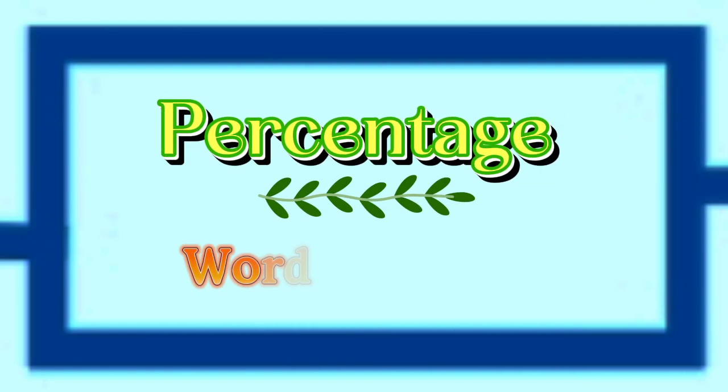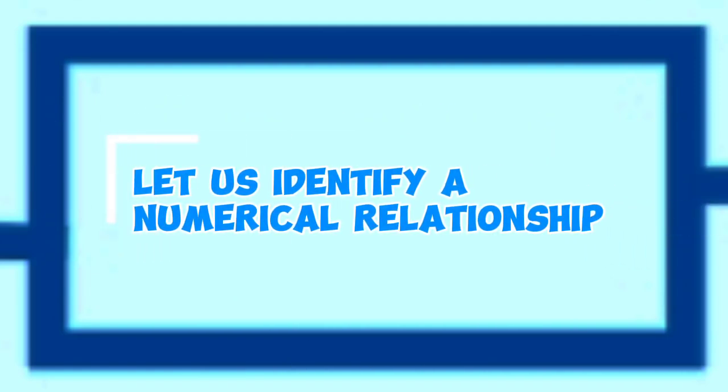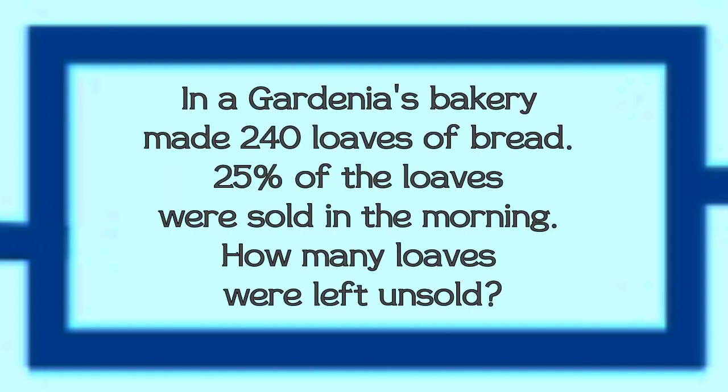Percentage word problem. Let us identify a numerical relationship. Gardenia's bakery made 240 loaves of bread. 25% of the loaves were sold in the morning. How many loaves were left unsold?